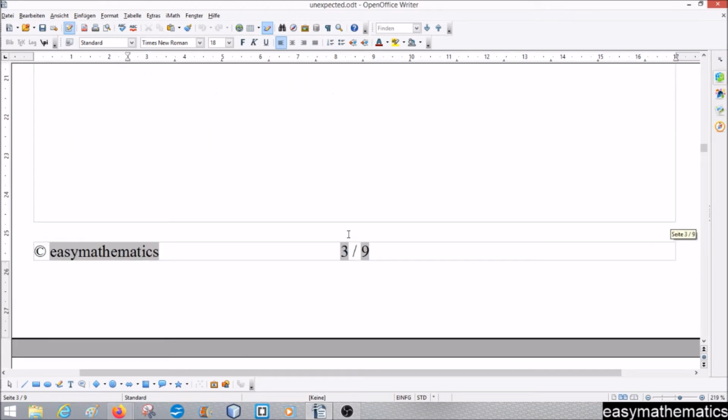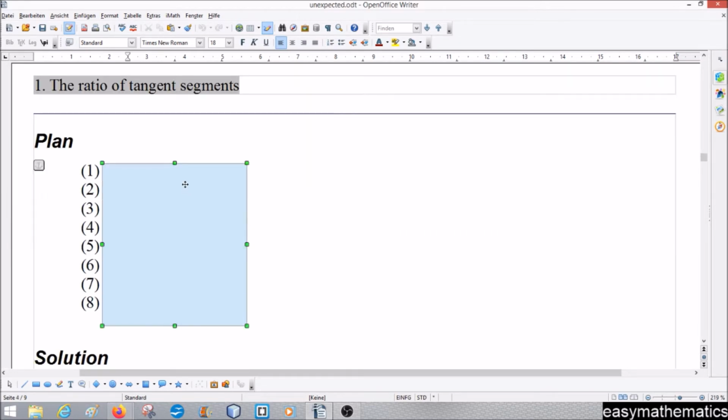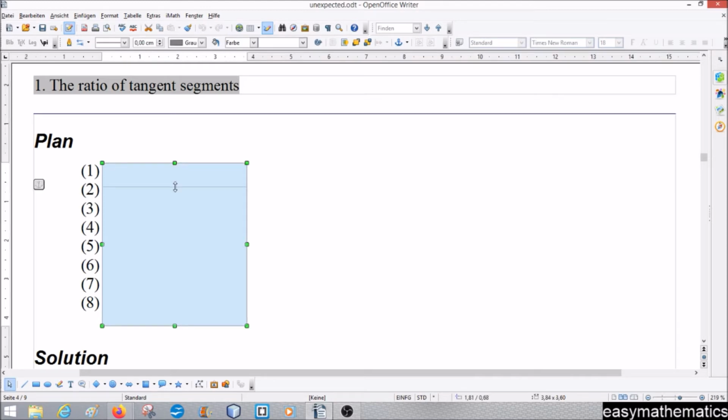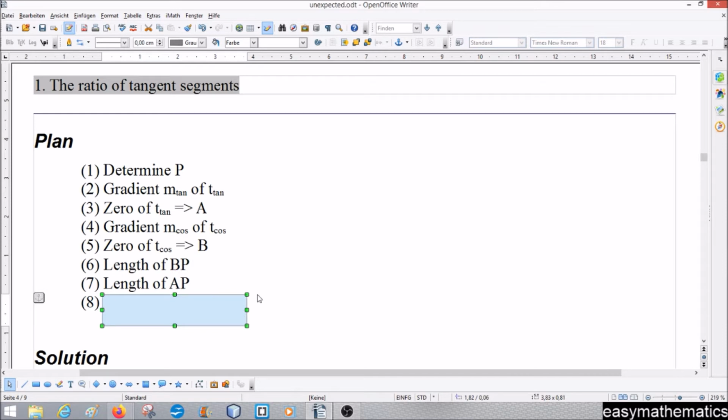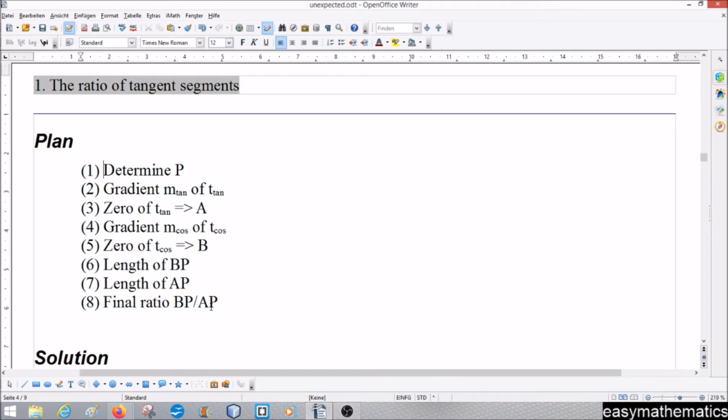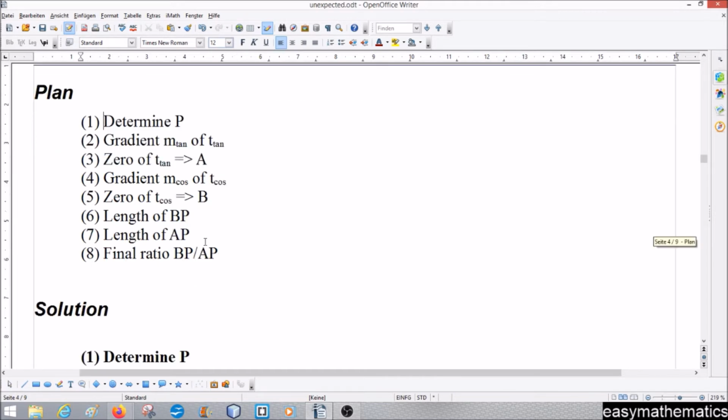Alright, we make a plan how to calculate this. The first step is we determine P, then we calculate the gradient m_tan of T_tan, and then we take a look at the zero to get the point A. We play the same game for the cosine function to get point B. Then we calculate the length of BP and AP. And finally we get the ratio. Alright?